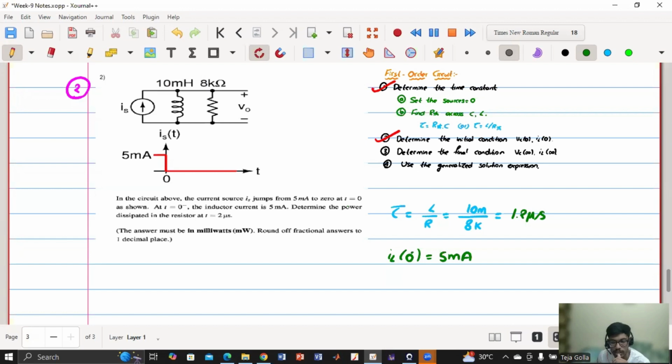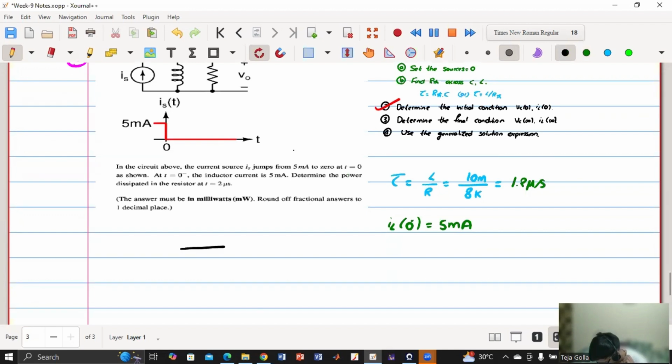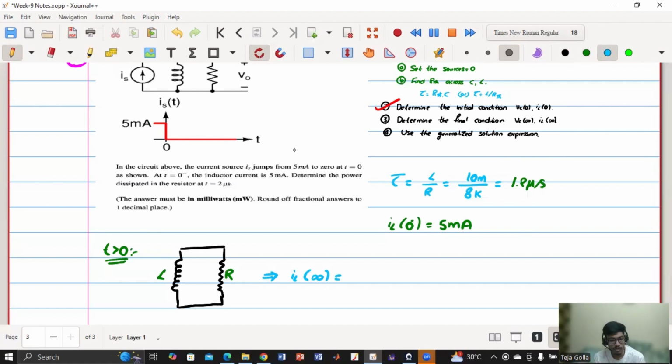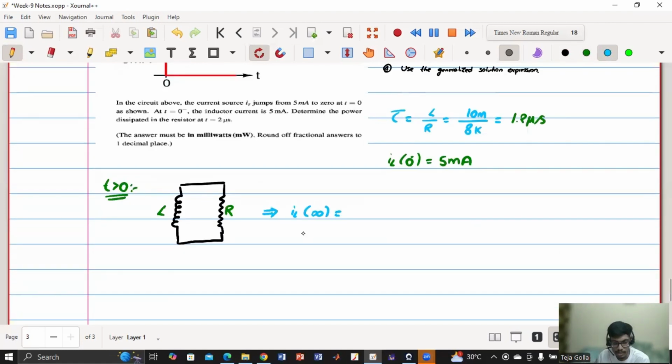Now we have to find out the final condition. At t equals 0 this source is there. After t equals 0, the source is removed. I'll draw the circuit. This is the circuit after t equals 0. After t greater than 0, this is the circuit, and this is L, this is R. From this, can anyone tell me what is IL of infinite? At t equals infinite, the inductor will be short circuited. So determine the inductor current. Zero, right? As t tends to infinite, L is shorted. So we have got IL of infinite is zero.